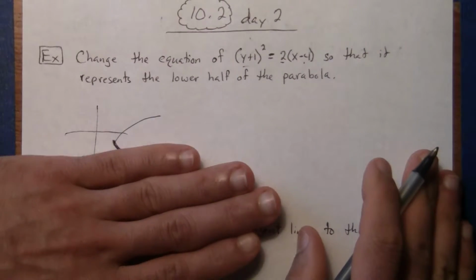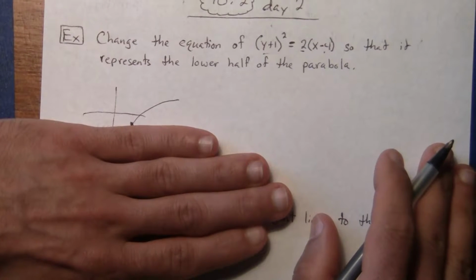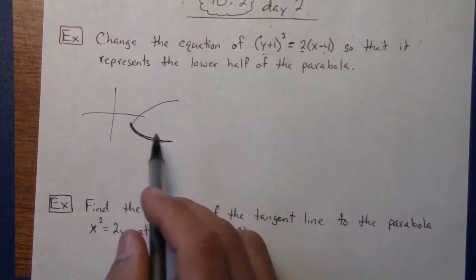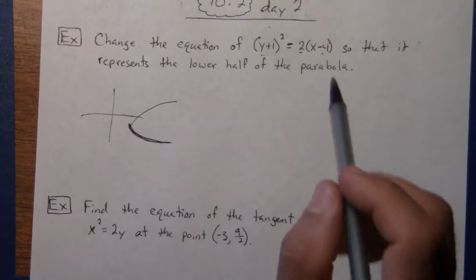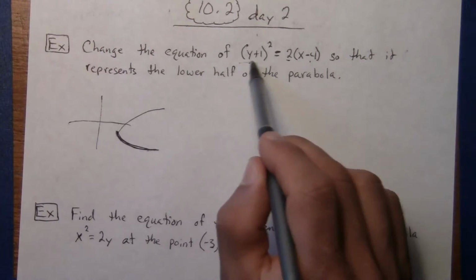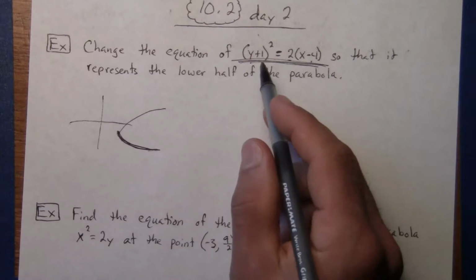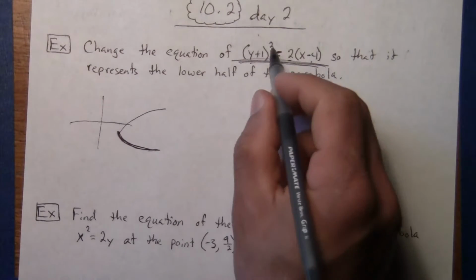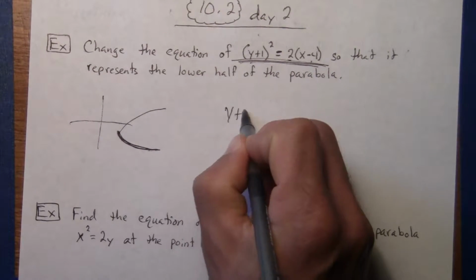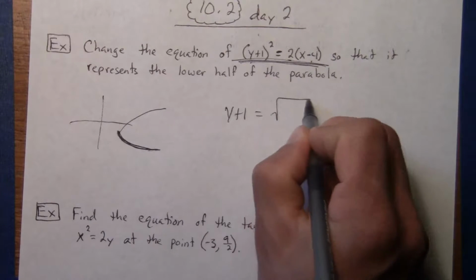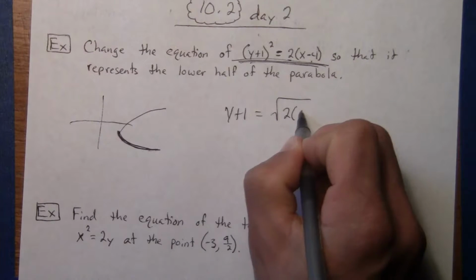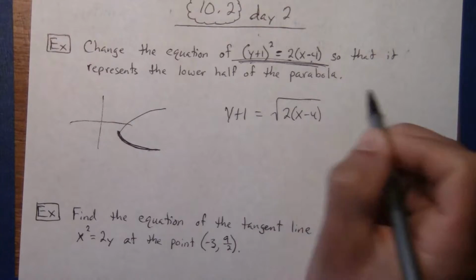Well, think of what the top half of that parabola is. That's just a square root function. That means the bottom half is also a square root function. In other words, what are they trying to tell you to do? They're basically saying take that equation and solve it for y. So if you were to square root both sides to get rid of the square, you would have y plus 1 is equal to the square root of the quantity 2 times x minus 4.